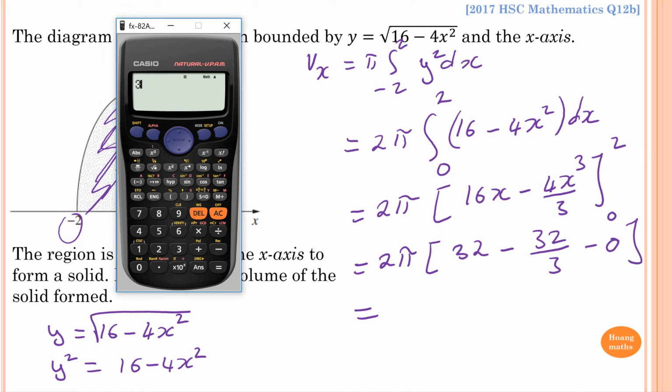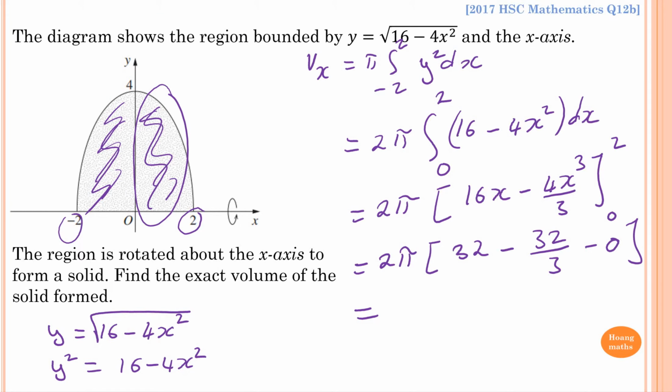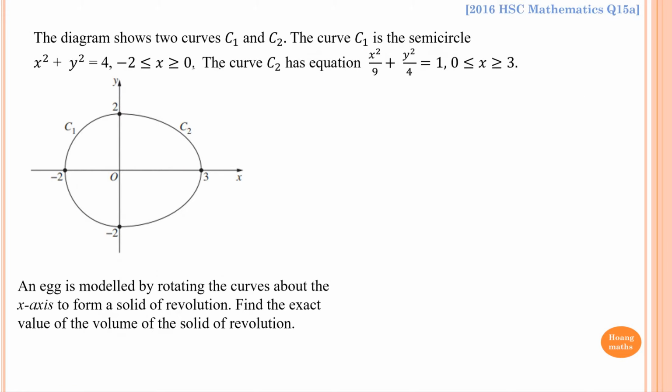So I got 32 minus 32 over 3, which gives this, and then times 2. So 128 over 3 pi, which is 128 pi over 3.